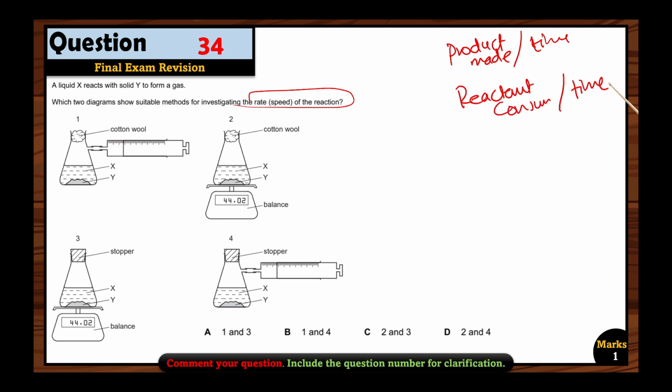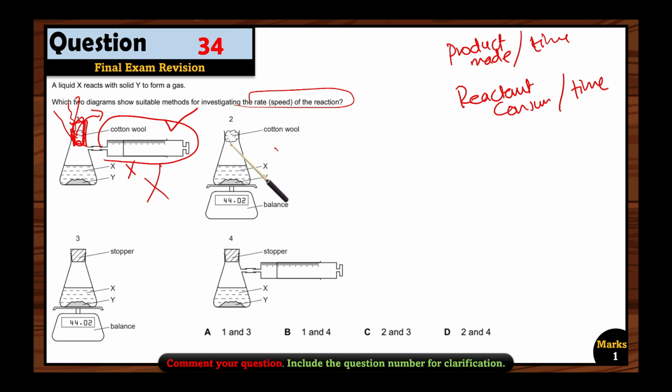Okay, so we have to see here. Let's look at them one by one. They are measuring the gas volume, right? Because the gas is produced maybe in the product. So if they are measuring the gas, then they should close this one. If they close this one, then the gas will not evaporate or move out. So it means they are not measuring the right volume of the gas, because half of the gas will go out from here. So that's why this is not acceptable.